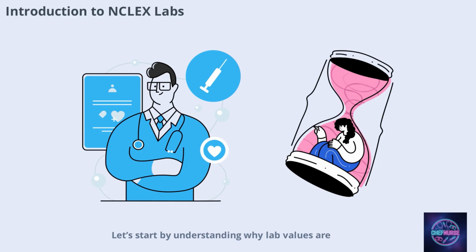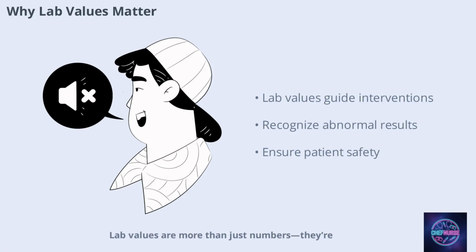Let's start by understanding why lab values are so important for safe nursing practice and patient care. Lab values are more than just numbers, they're critical indicators of a patient's health status. As a nurse, you'll use these values to assess, monitor, and intervene appropriately. On the NCLEX, you'll be expected to recognize abnormal values and know what actions to take. For example, a low potassium level could signal a risk for cardiac arrhythmias, while abnormal sodium levels might indicate fluid imbalances. Understanding these values helps you prioritize care and ensure patient safety.